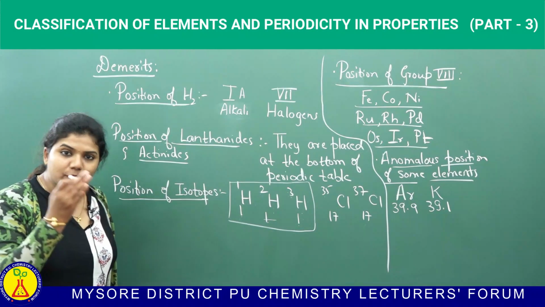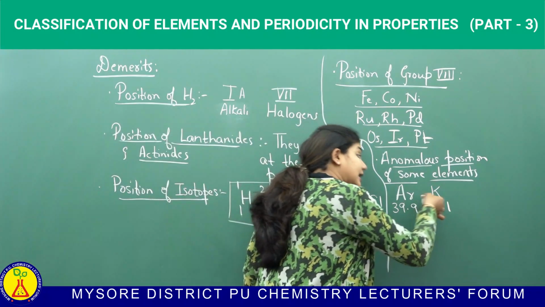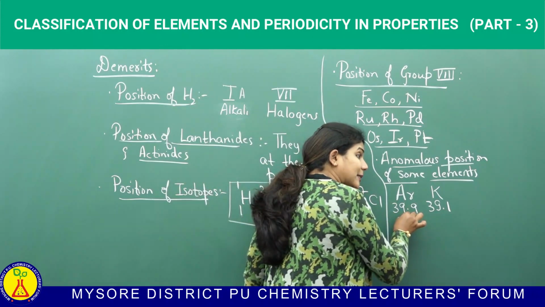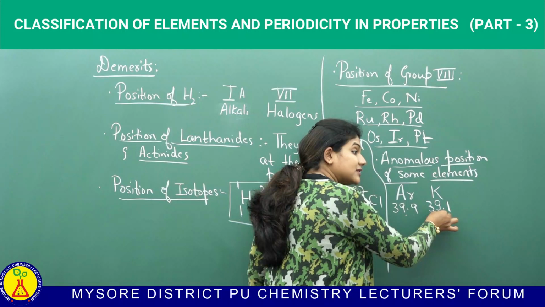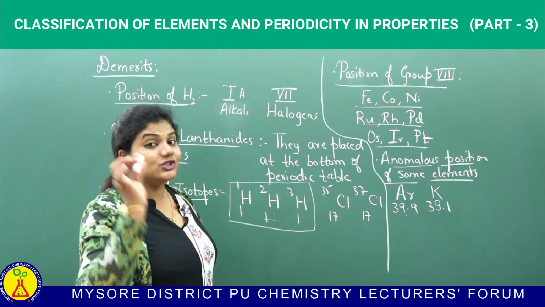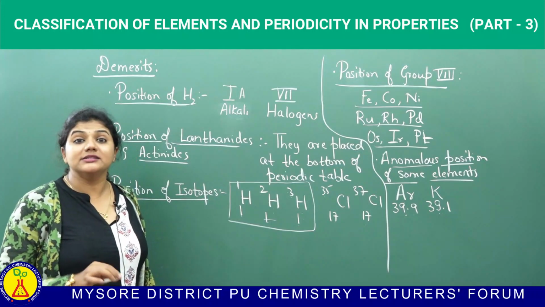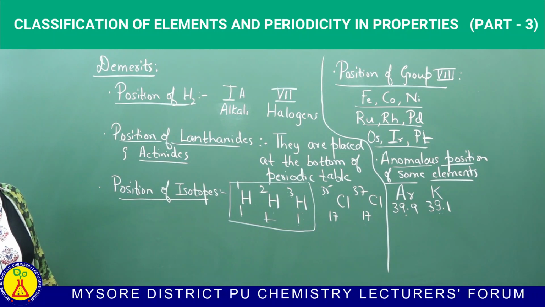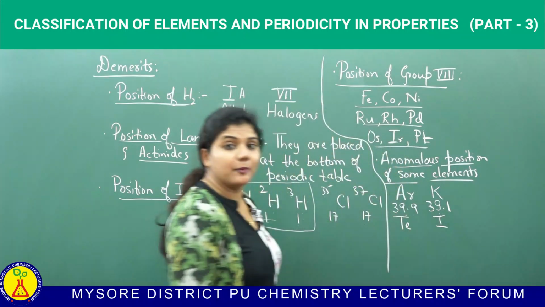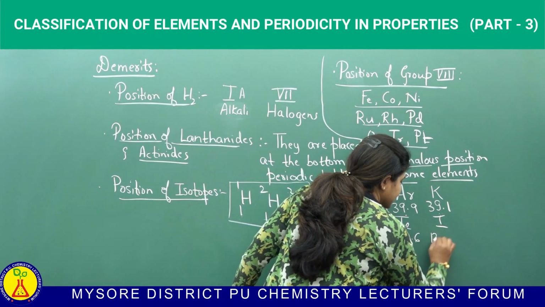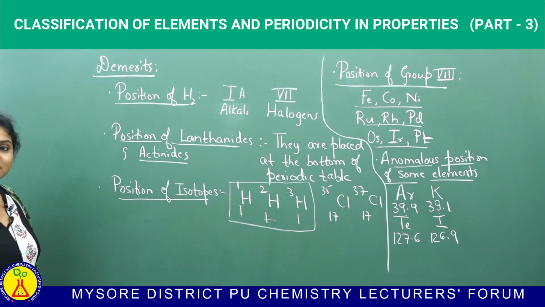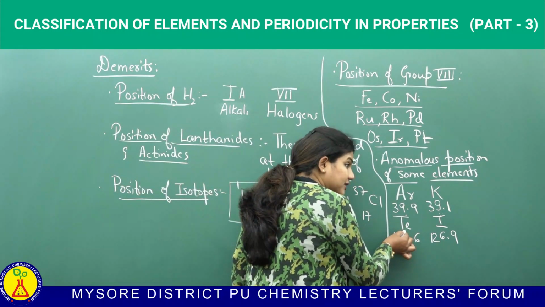Actually, what should happen? The first element should have the lower atomic mass and the next element the higher atomic mass. But here it is reversed. The first element has the higher atomic mass and the second element has the lower atomic mass. That means it is not arranged in the increasing order of their atomic mass. There are many such elements which are not arranged in the increasing order of their atomic mass. For example, tellurium and iodine. Tellurium is 127.6, iodine 126.9. Tellurium has the higher atomic mass, iodine has the lower atomic mass. Yet tellurium comes first in the table and then iodine.